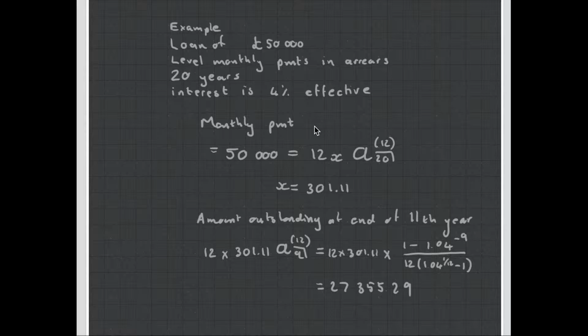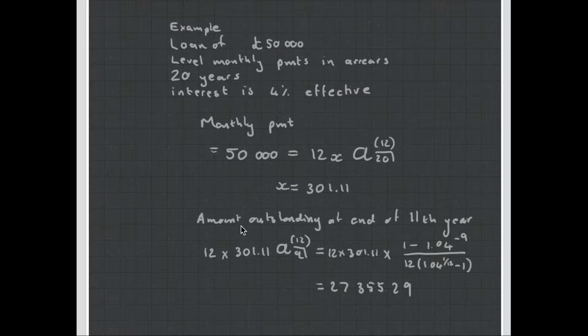Our interest rate is 4% effectively. For our monthly payments, we're using the prospective method, so we look at the value at the beginning. We have 50,000 of our loan here, and remember from my previous chapter on the equation of value, we equate this to 12 times our monthly payments, and we use the annuity function which calculates the monthly payments. We then divide by the 50,000, and that gives us our monthly payment.